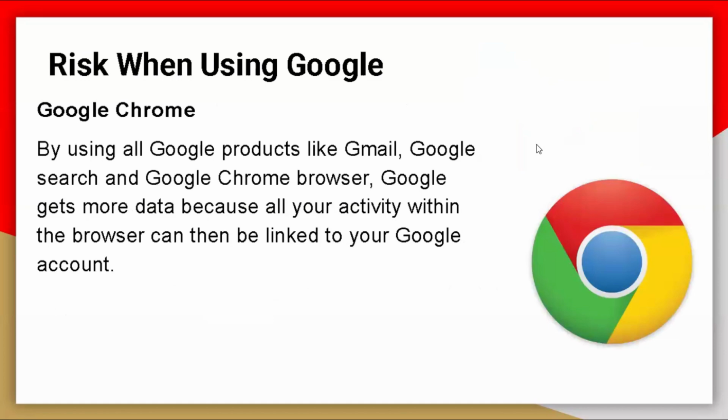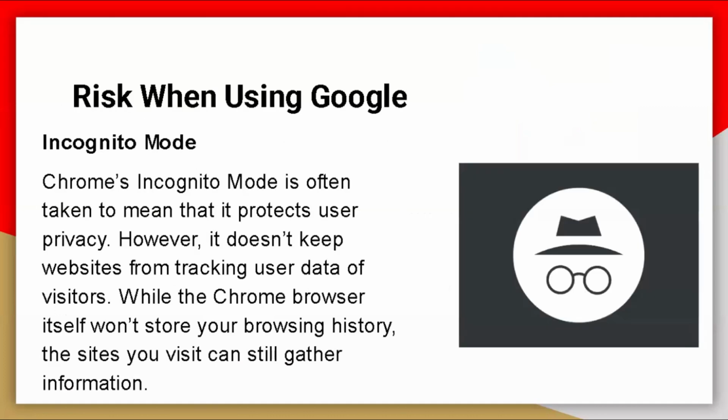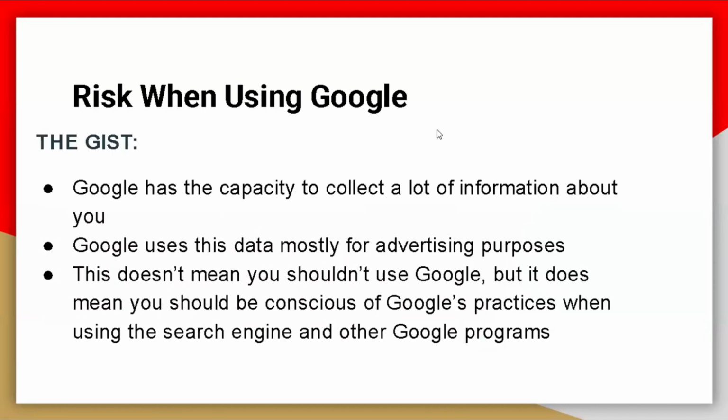Google Chrome. By using Google products like Gmail, Google Search, and the Google Chrome browser, Google gets more data because all your activity within the browser can be linked to your Google account. Incognito mode. Chrome's incognito mode is often taken to mean that it protects user privacy. However, it doesn't keep websites from tracking user data of visitors. While the Chrome browser itself won't store your browsing history, the sites you visit can still gather information.